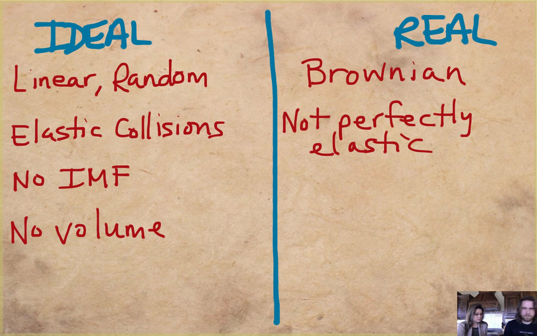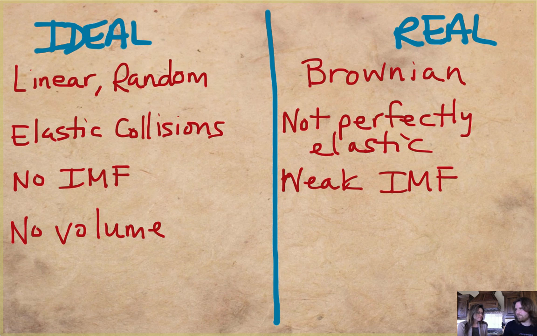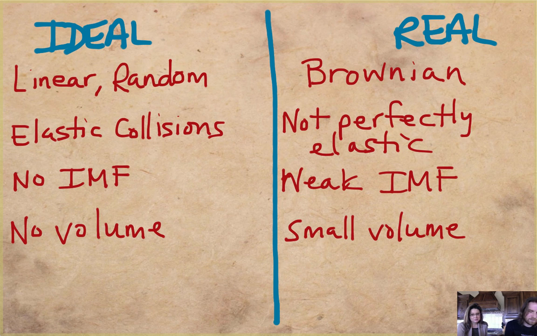And then intermolecular forces, they're so small they're said to be zero, but they're still there. So for a real gas, we'll call them weak intermolecular forces, attractions to each other. And gas particles have no volume. Well, they have volume because they exist. So we'll say small volume. They actually do have a little bit of volume.